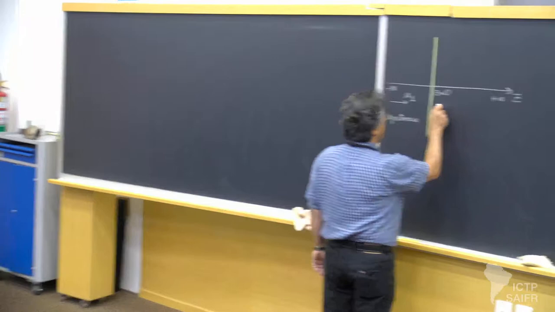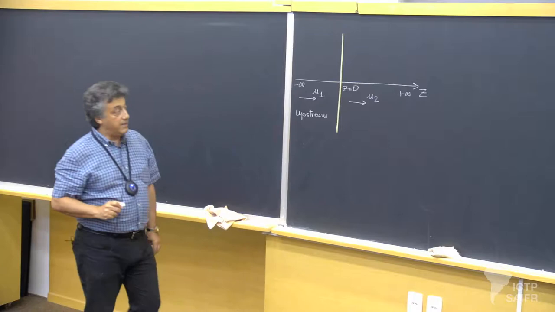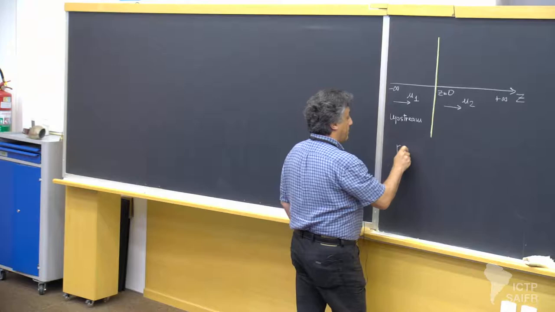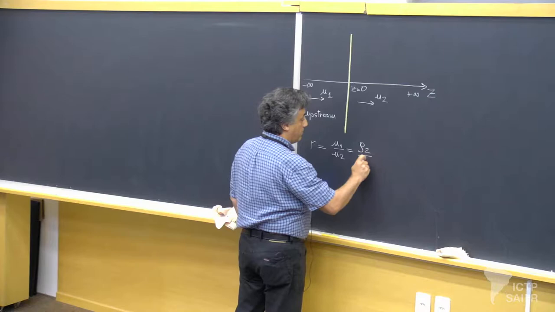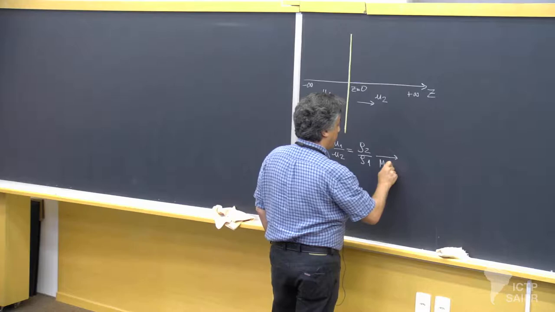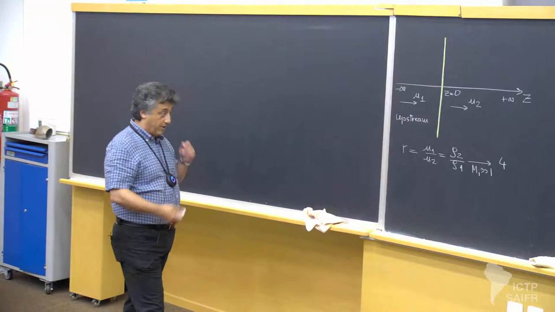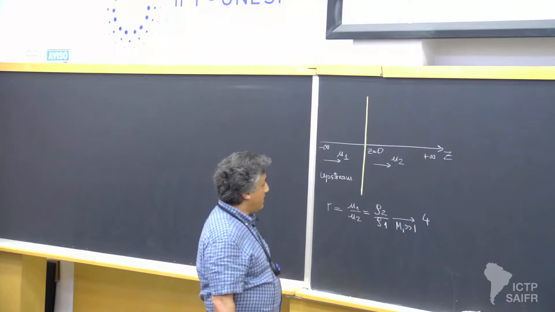In the same reference frame, the velocity of the plasma in the downstream is some U2, and you remember yesterday we saw that the compression factor is defined as U1 over U2, or rho 2 over rho 1, and in the limit of Mach number much larger than 1, this reduces to 4, for an ideal monatomic gas with gamma equal to 5/3. So this is the kind of setup that we want to consider today.